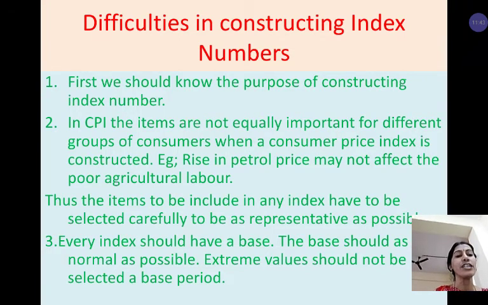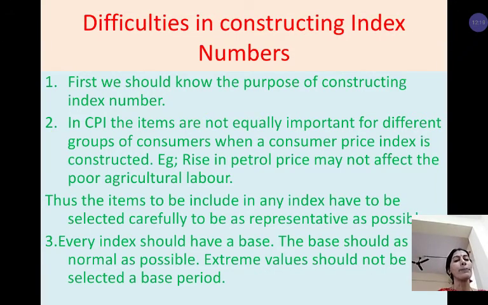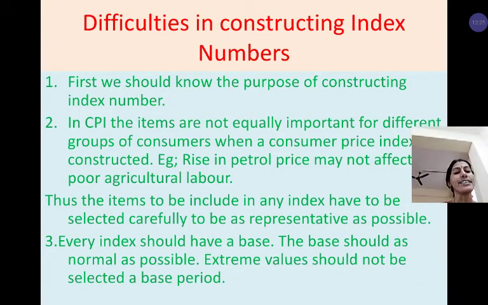An extreme value should not affect the base period, which means an extreme period, when the year is supernormal profit or when the year has no production, no sales, no income. If you consider that period as a base period, it won't give you the proper index value for further years. It will always give you a high level, though it is average, because this year, due to natural calamities, we are lagging behind, isn't it? So remember, every index should have a base. The base should be as normal as possible and an extreme value should not be selected as a base period.